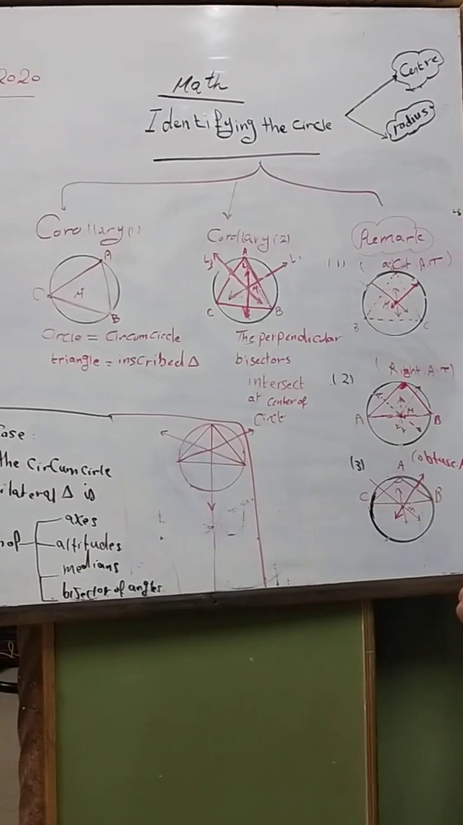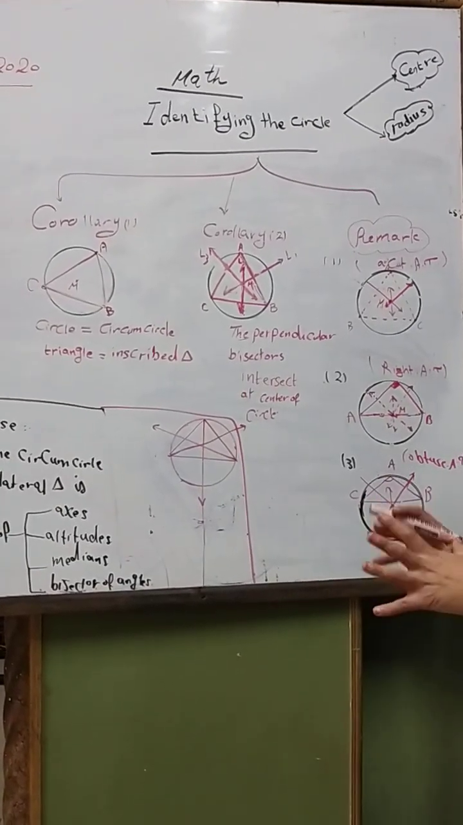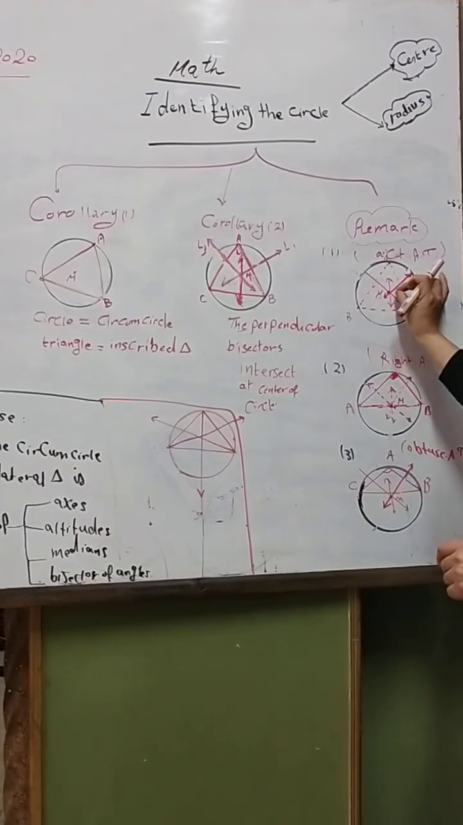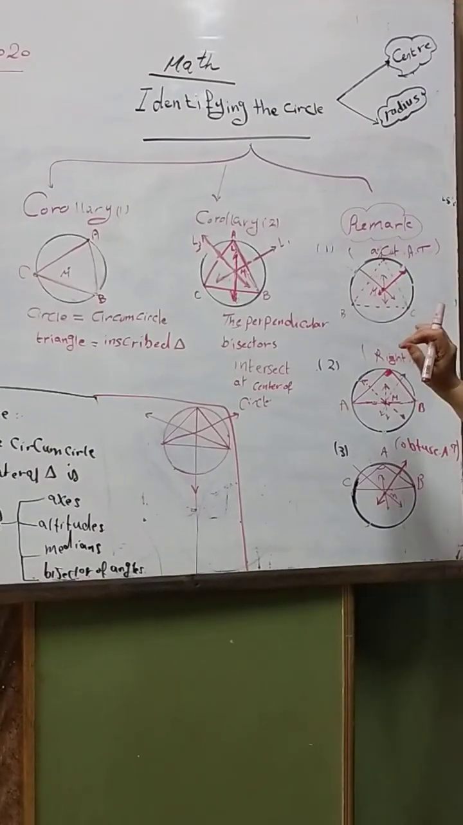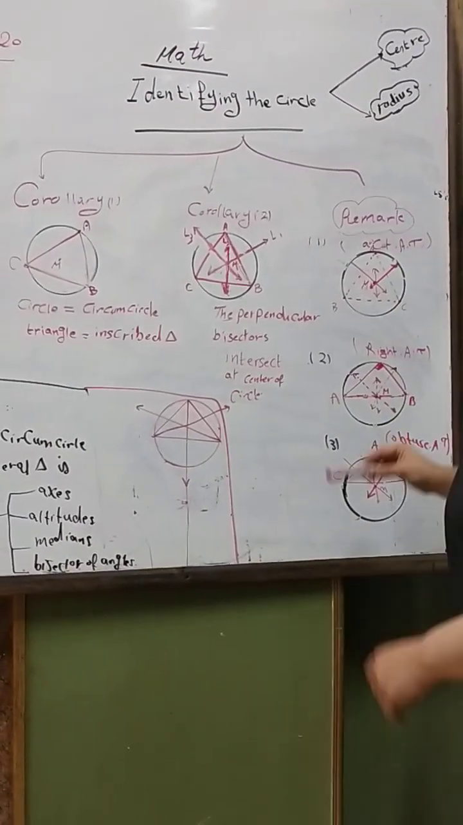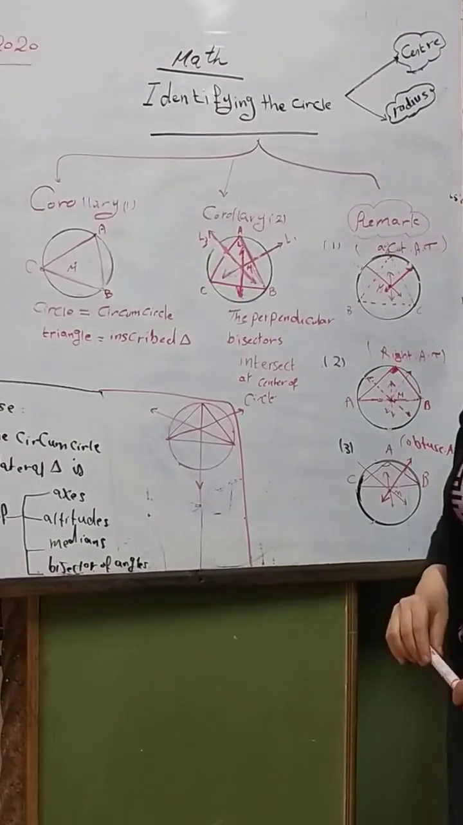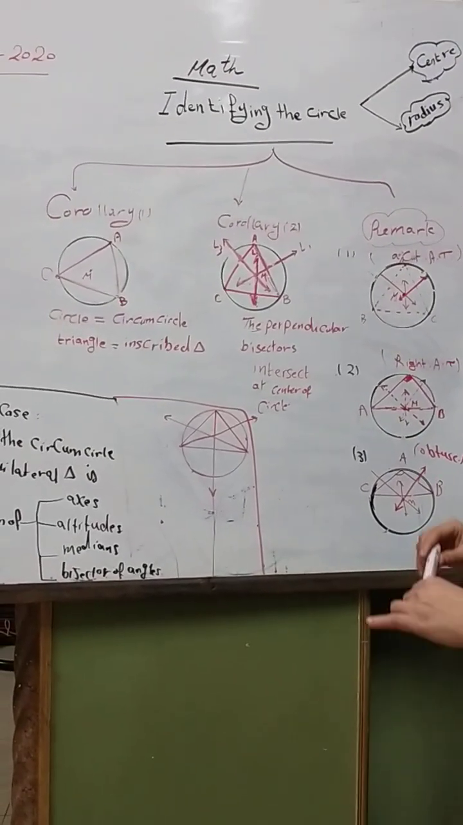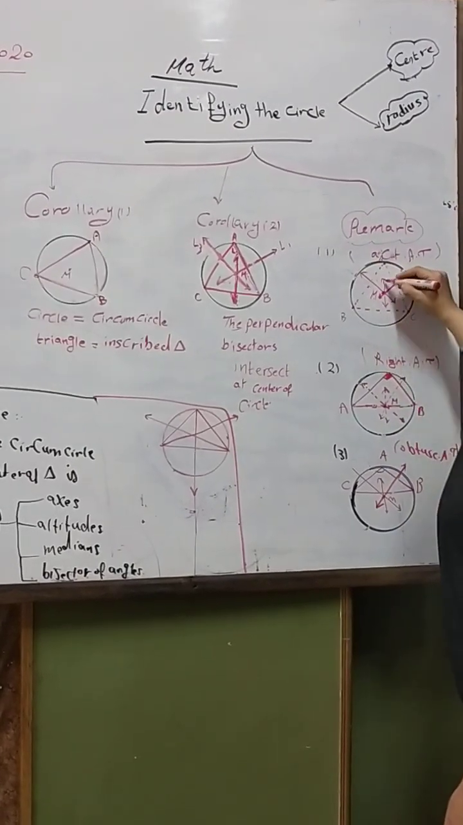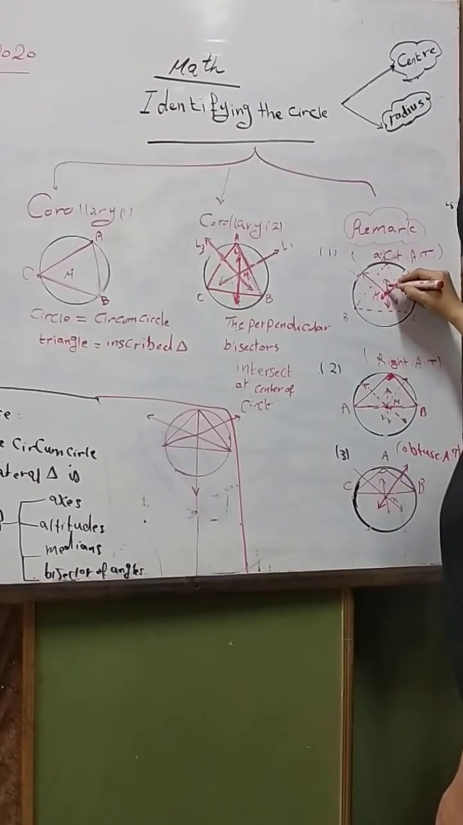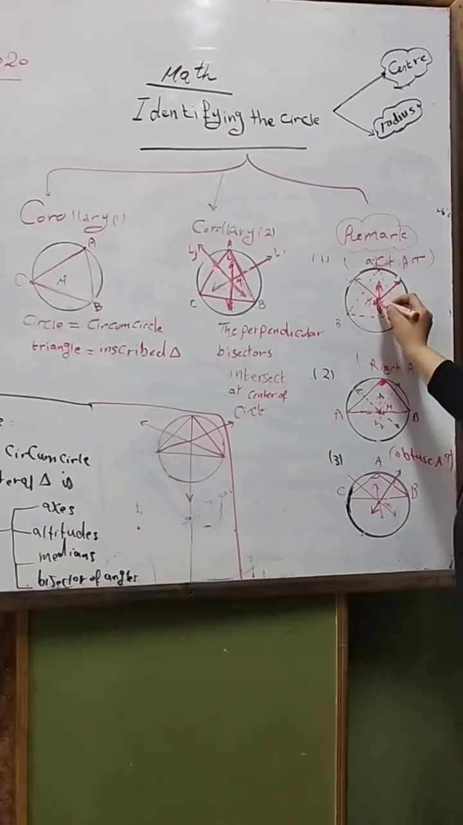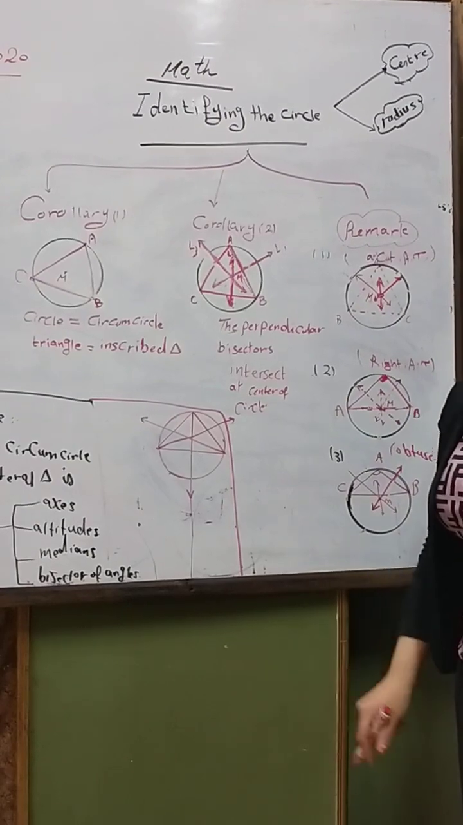Now we will talk about some important points in our remark, which is the position of the center of our circle inside each kind of triangle. If we have an acute triangle, all the perpendicular bisectors, or all the axes of symmetry, intersect at one point inside the circle. Inside what? Inside the triangle.